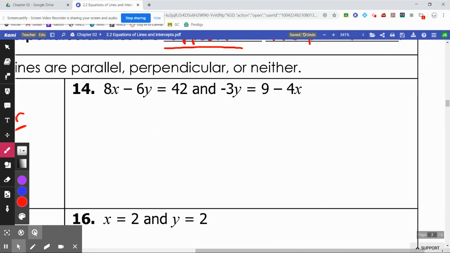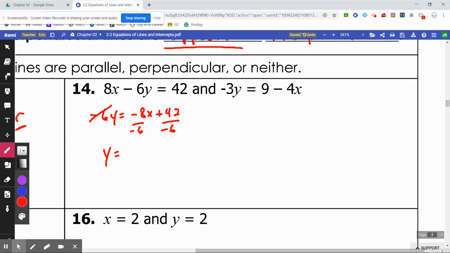Okay, number 14. Steps to getting y by itself. Move the 8x over. It becomes negative 8x. Always write it first because you want it in mx plus b form. Divide everything by negative 6, and you get y equals negative divided by a negative is a positive. Take 8 over 6 and reduce it. Divide top and bottom by 2. Positive divided by negative is a negative, so my slope here is 4/3.